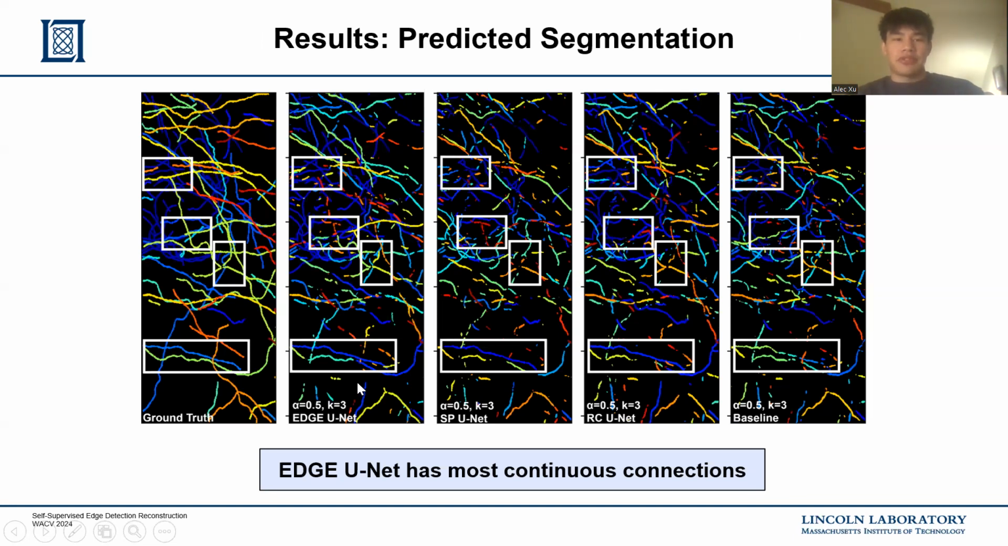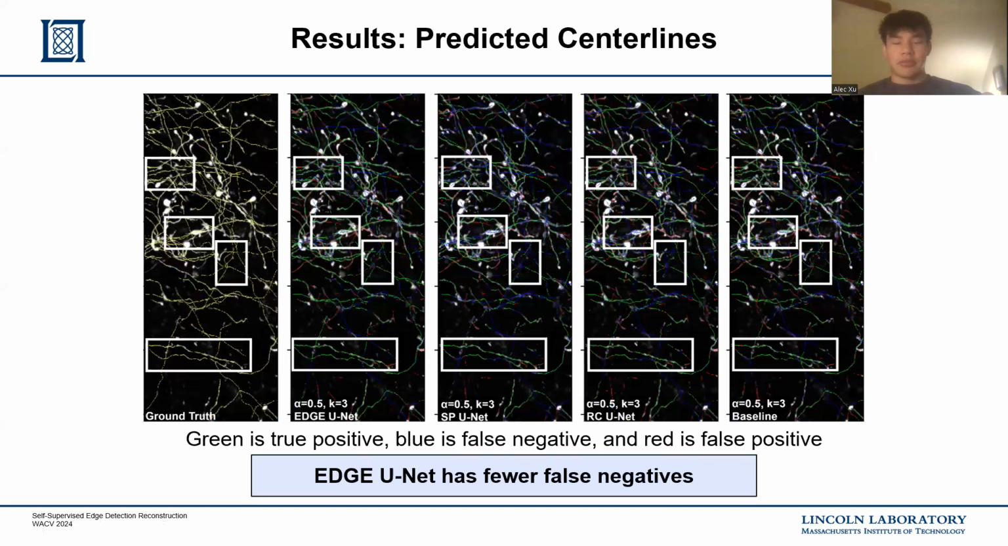Here are some examples of segmentation predictions for each of the models. And as you can see in these white box regions, the edge unit seems to have predicted the most continuous connections between axons out of all the models shown. And here are some examples of centerline detections. The green lines indicate true positives, the blue lines indicate false negatives, and the reds indicate false positives. And if you look closely in the white box regions again, you may see that the edge unit has fewer false negatives than the other models.